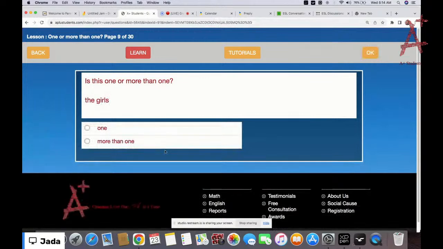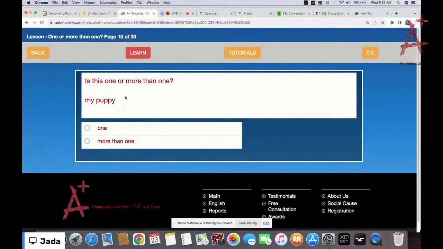All right, so this one says the girls. Because it has an S after girl, you know that it's naming more than one girl. So it's the girls, plural. Okay. All right, so let's see then. This will be the last question we answer together.